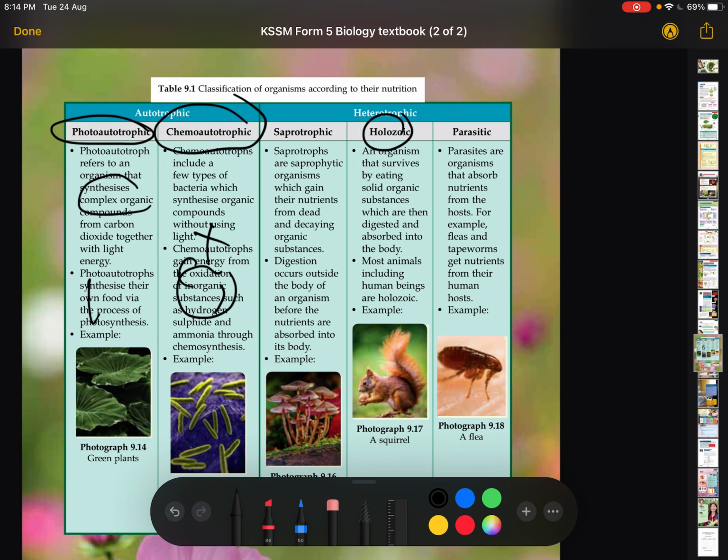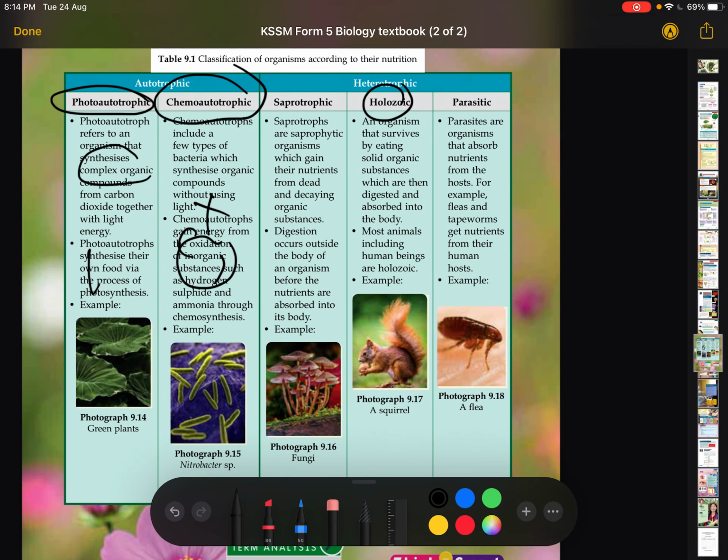Next is heterotrophic. So I'll talk about Holozoic first. Holozoic is like us humans. We eat solids. We eat solid organic substances. We eat stuff and then we digest them. So human beings are holozoic.